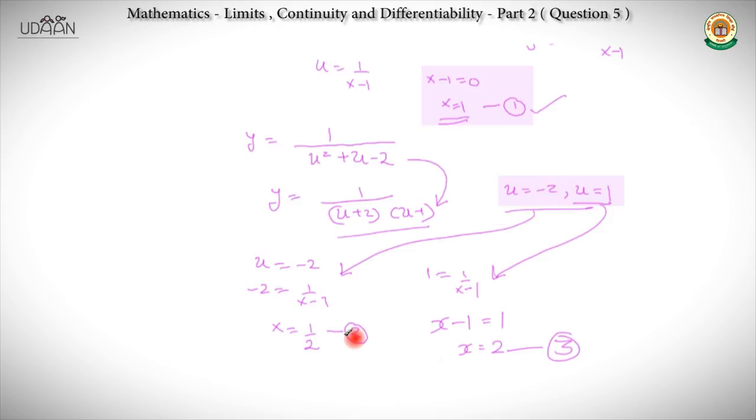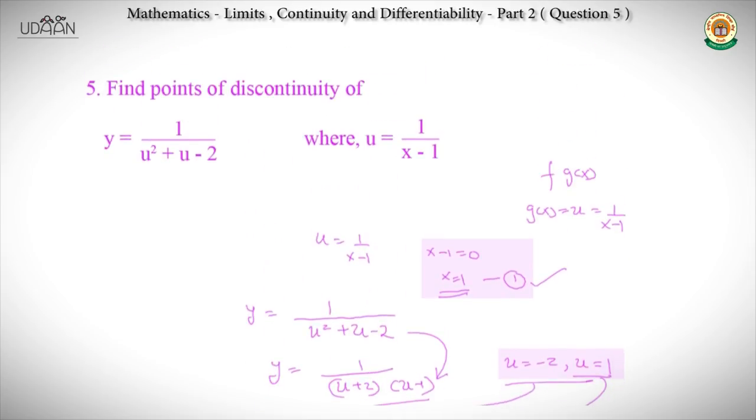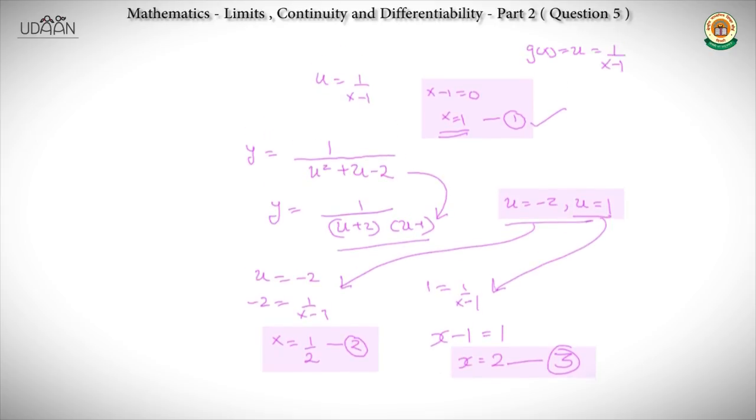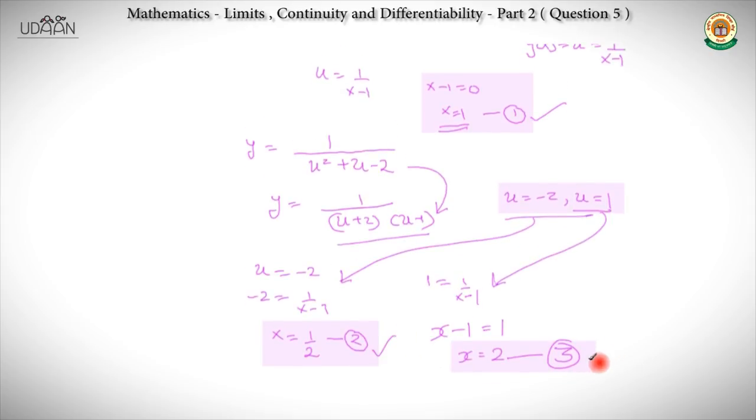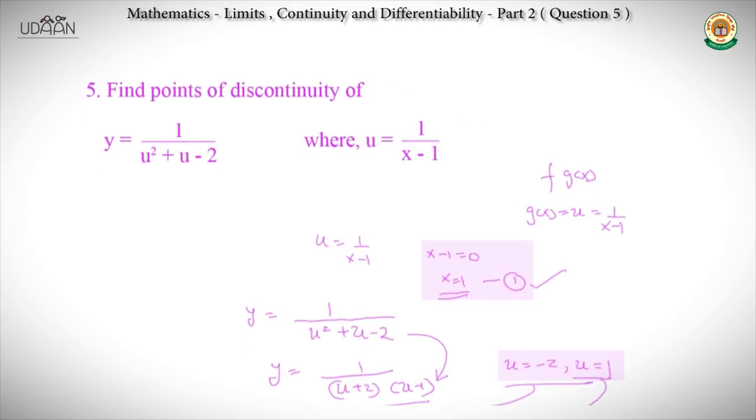So the first point of discontinuity, after we found out that x equals 1 is already a point of discontinuity, the second would be x equal to half, while the third would be x equal to 2. Exactly. Right. So this is a pretty straightforward question, I believe, and we found 3 points of discontinuity: 1, half, and 2. So that's question number 5.